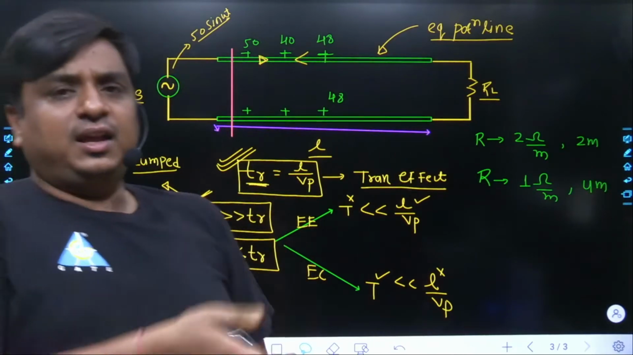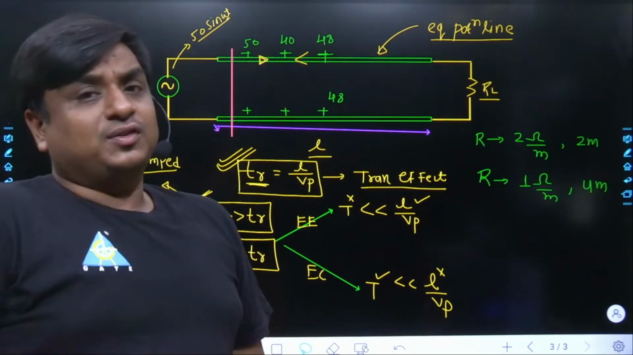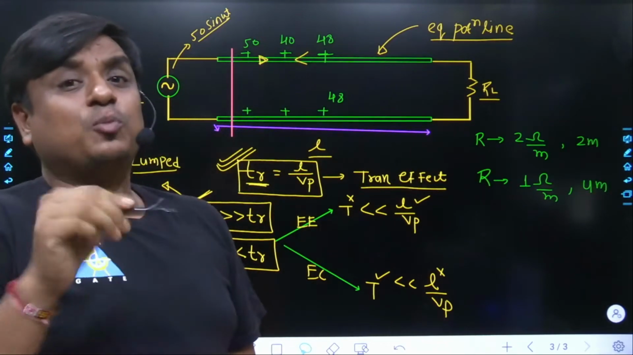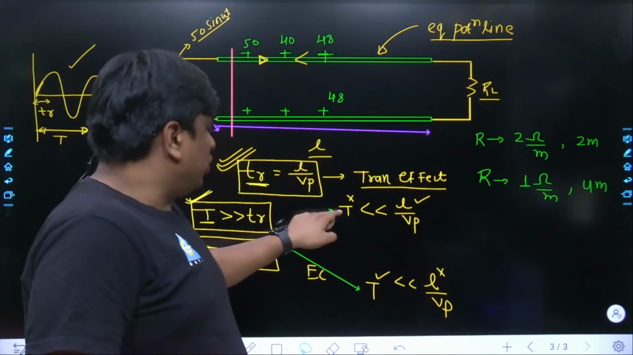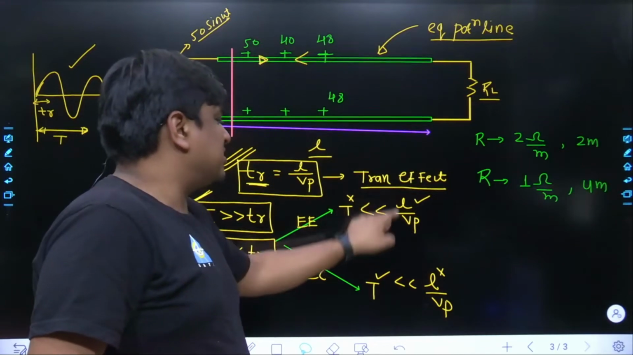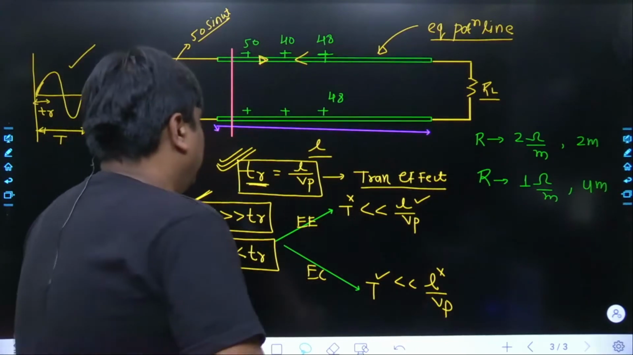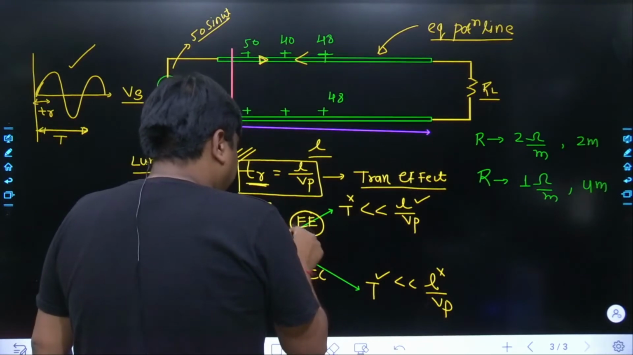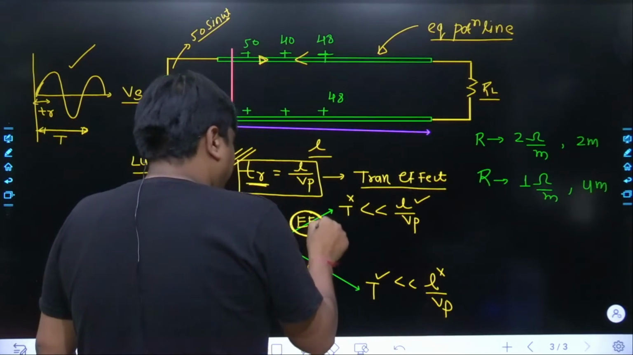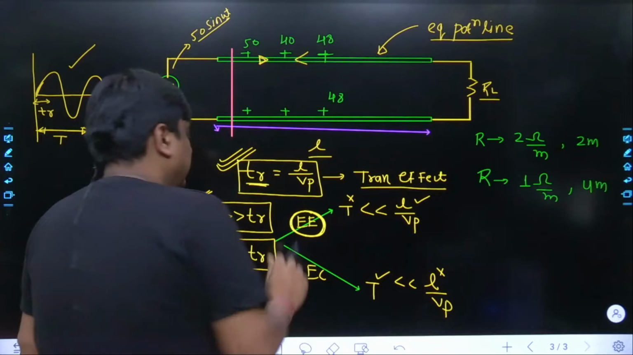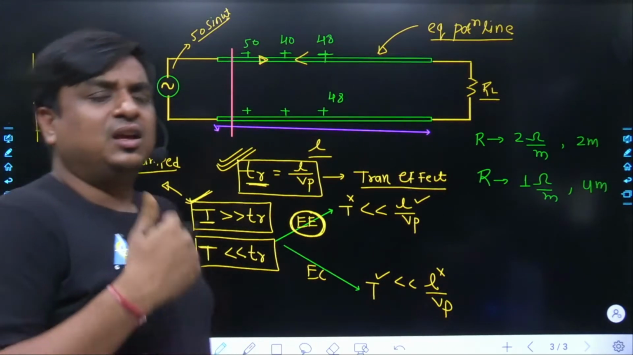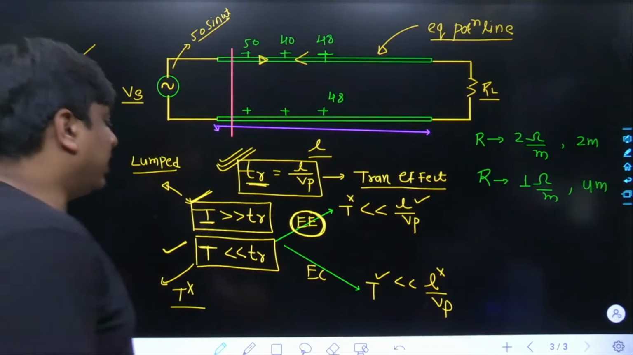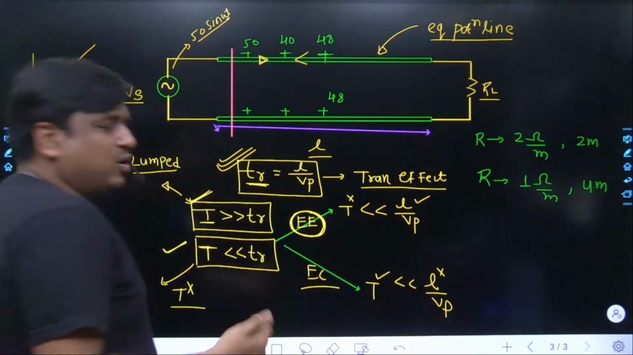If you take a single phase power supply, the frequency is 50 hertz. So 1 upon 50 is 0.02. What I'm saying is that 0.02 is much larger than this value. So obviously, electrical people have to take care of the complete transmission with the help of transmission line analysis. They can't use KVL, KCL, or lumped analysis.